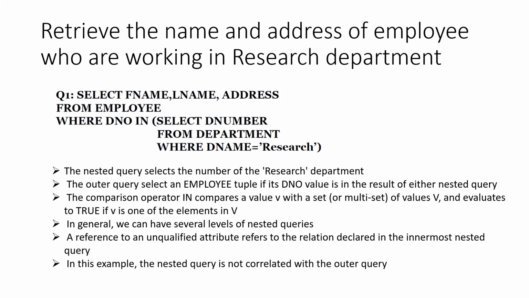Retrieve the name and address of the employees who are working in the research department. The employee who is working in the research department, that means the details are present in the department table. Department name is present in the department table and the name and address of the employees are present in the employee table. So we need two tables.